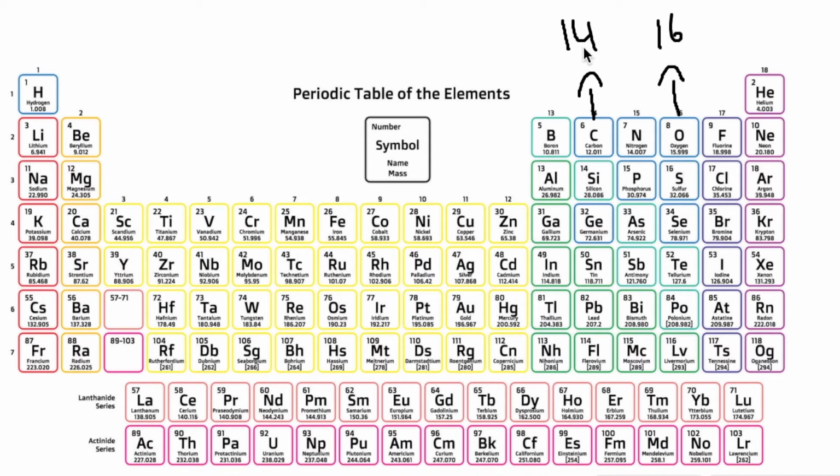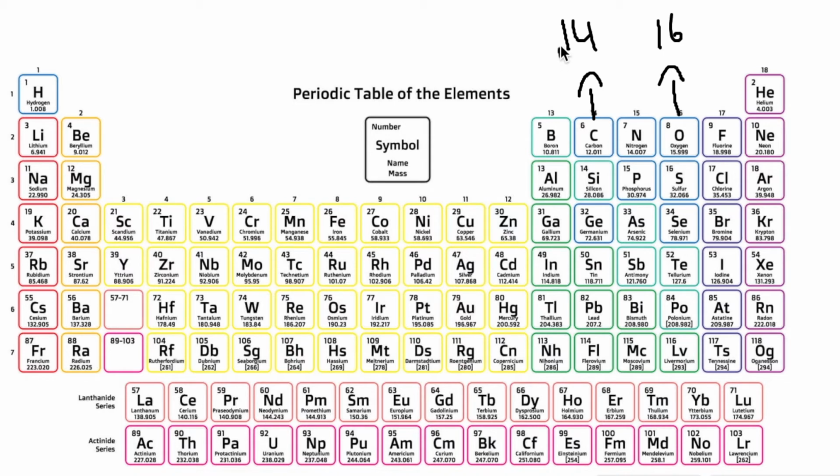Carbon is in group 14. Oxygen is in group 16. So how many valence electrons do they have? There's a trick here. The way I understand how many valence electrons there are is by looking at the second digit value.